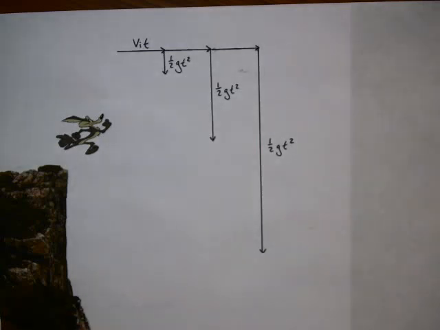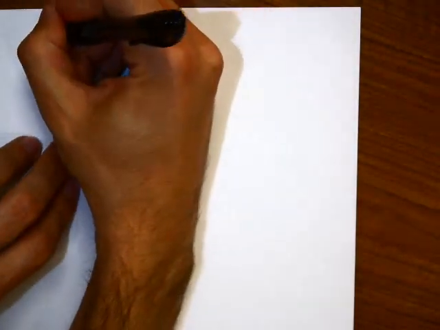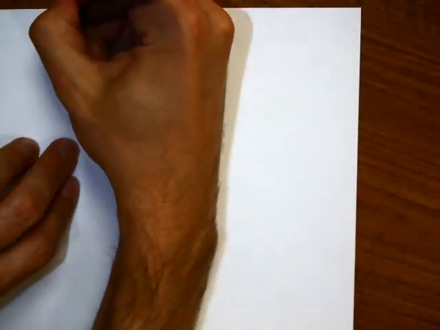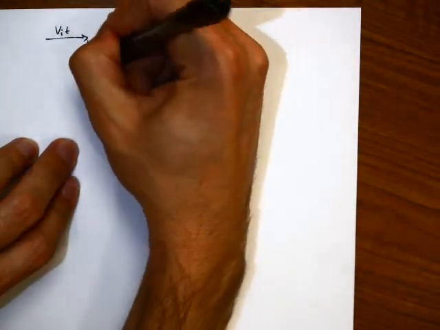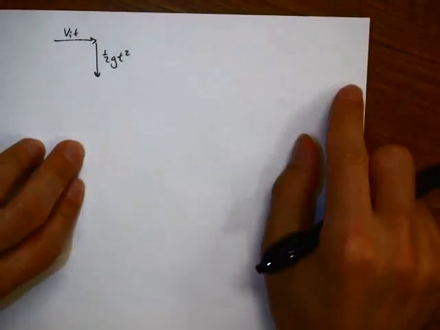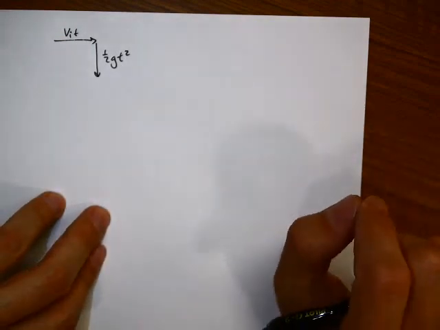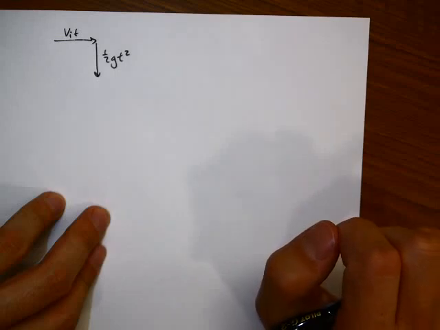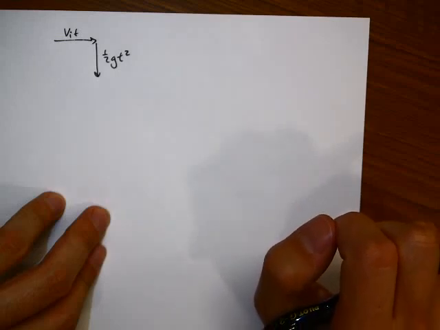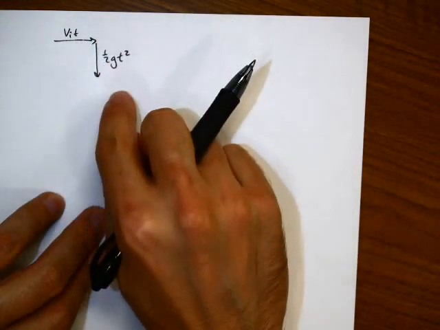Let's apply this. I would advise you to do what I'm about to do, and that is to start off a cliff problem drawing one of these vector diagrams and labeling it VIT and 1/2 GT squared. We can plug in any t to figure out where the object is at that time. Okay, how far forward it's moved and how far downward it's moved.